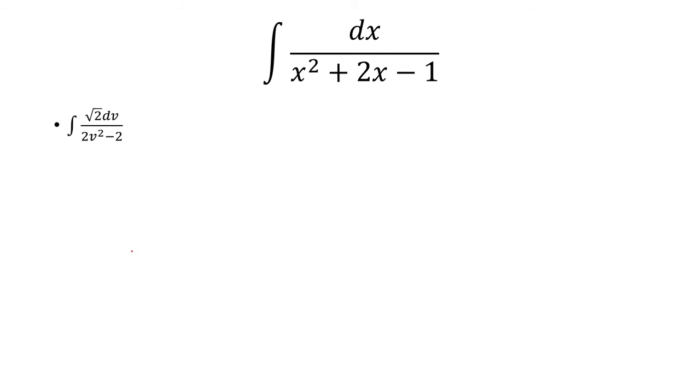And then from here, I can pull it out. And I have root 2 over 2. And technically, you can simplify it to 1 over root 2. But I just chose not to do that.